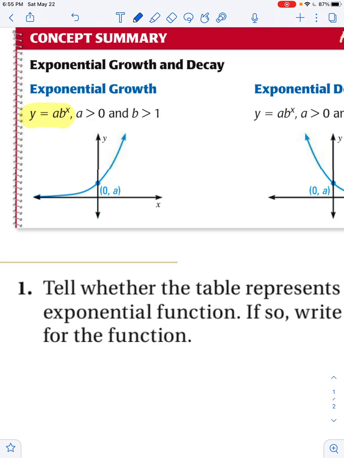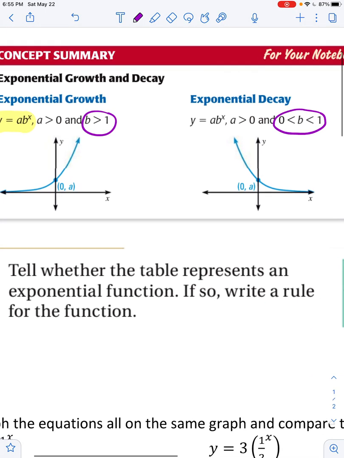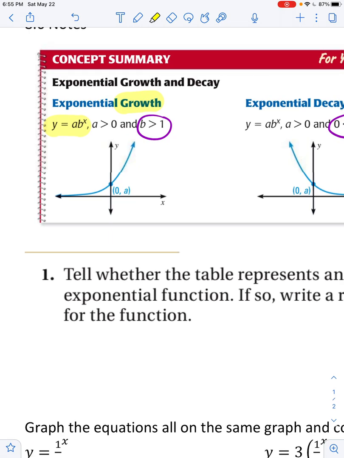at what happens when b is greater than 1 versus when b is less than 1 but still positive. So basically it's a fraction less than 1. When that b value is greater than 1, which is everything we did yesterday, you get exponential growth, and the graph looks like what you see here, which is what all of our graphs looked like yesterday.